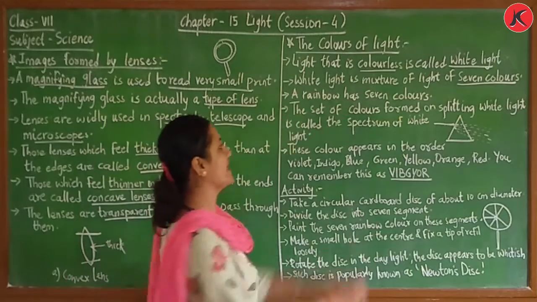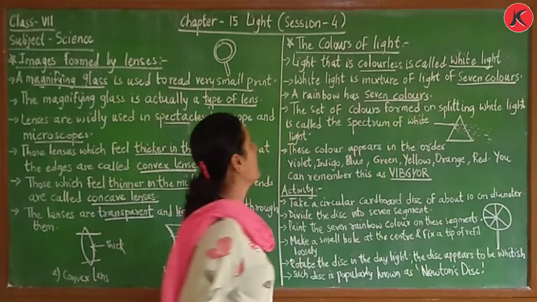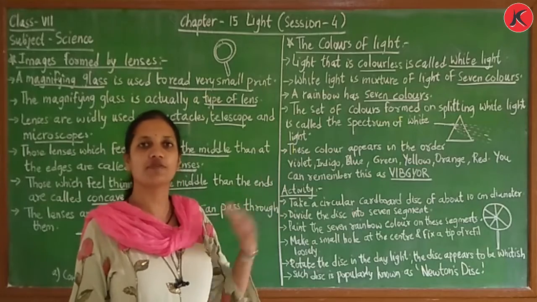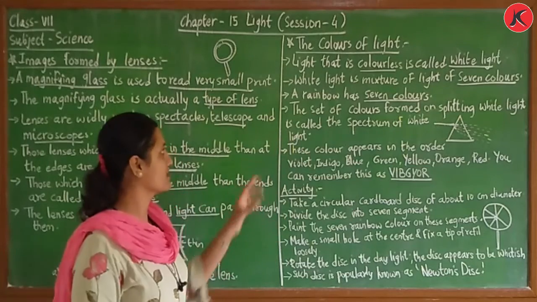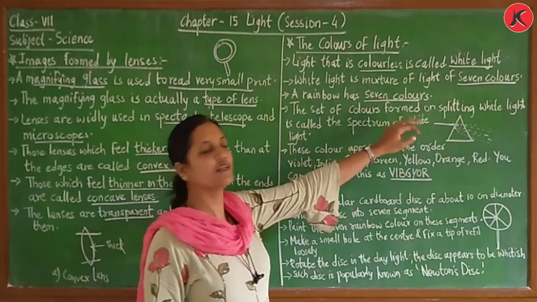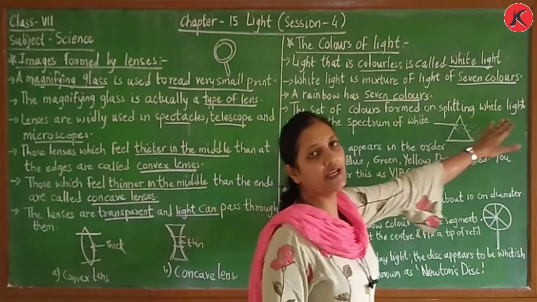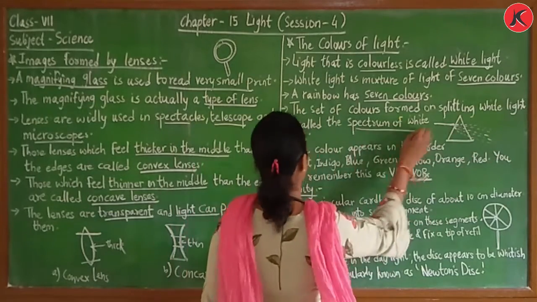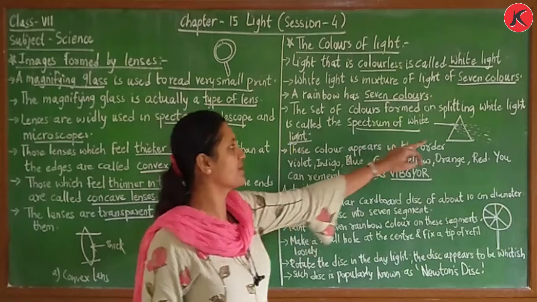So a rainbow has 7 colors, okay? You must have seen rainbow, children, in rainy season, right? So the rainbow is showing 7 colors. So the set of colors formed on splitting white light is called spectrum of white light. Now I have shown this spectrum.